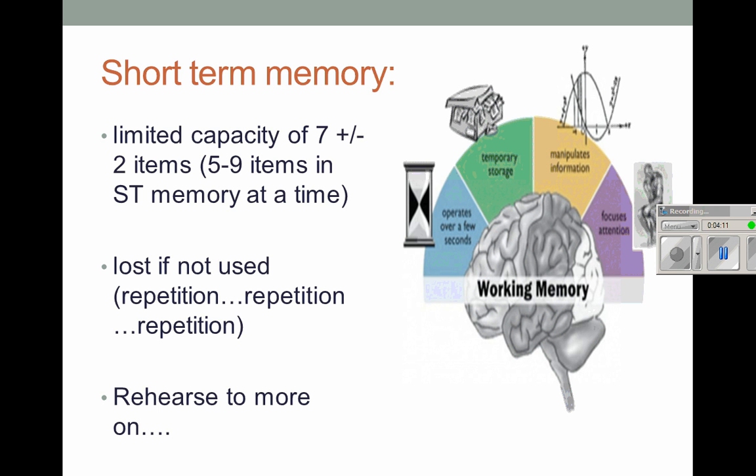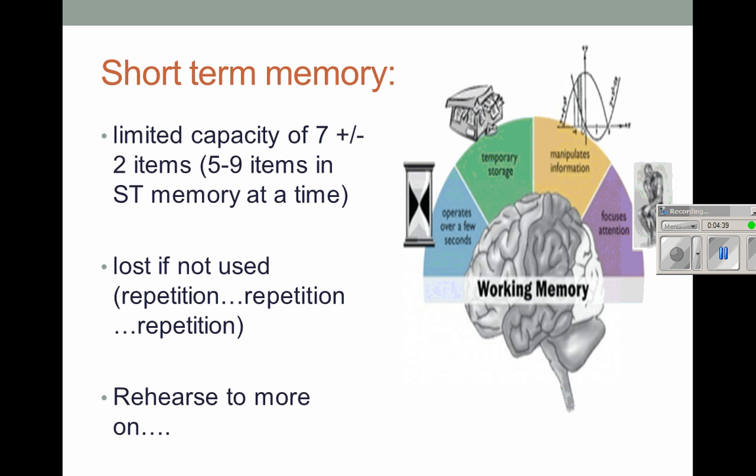Short-term memory has a limited capacity of about 7 items, give or take 2. On average, you can process and work with 7 items at a time in short-term memory. You could do anywhere between 5 to 9 items at a time, but generally they say about 7 is the average. So, meet them in the middle there.